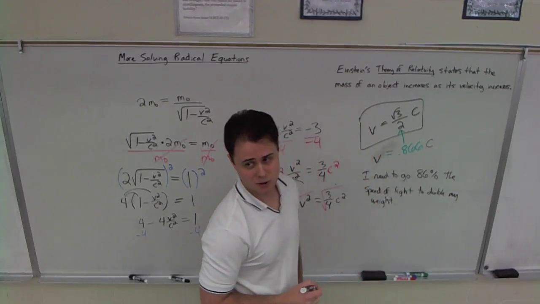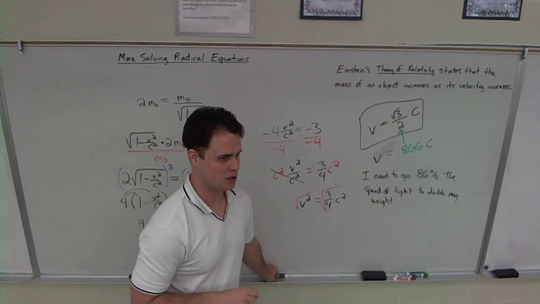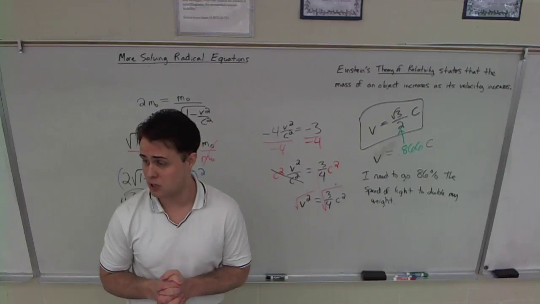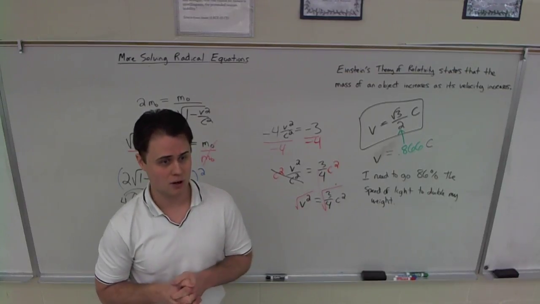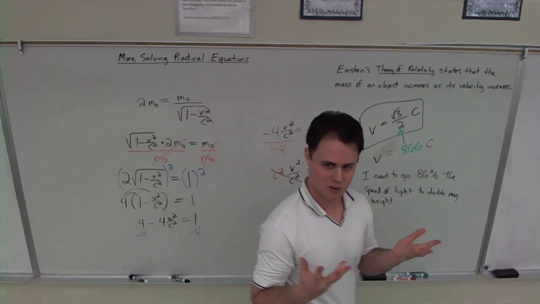It's pretty fast though, man. 86% the speed of light. C is really fast. I think C actually, by the way, stands for celeritas. It's the Latin word for swiftness, because light is the most swift you can possibly be.